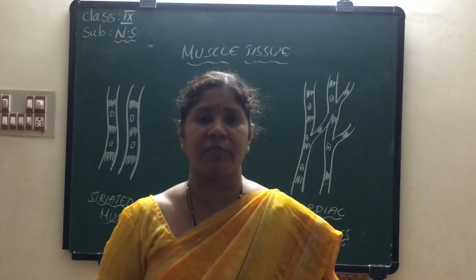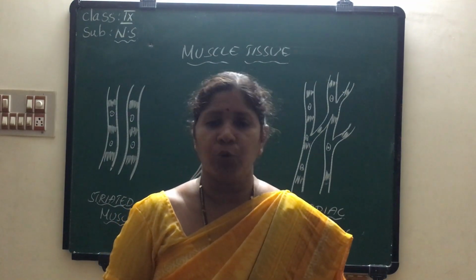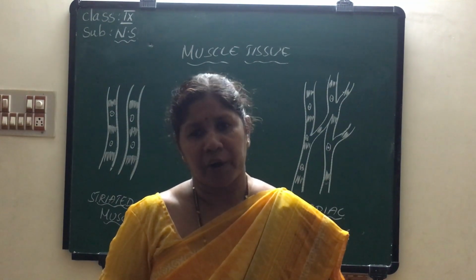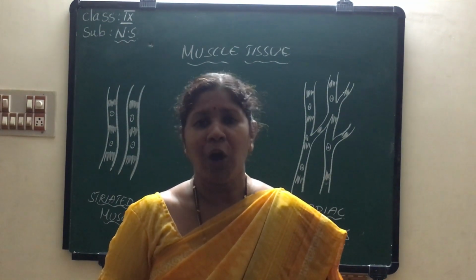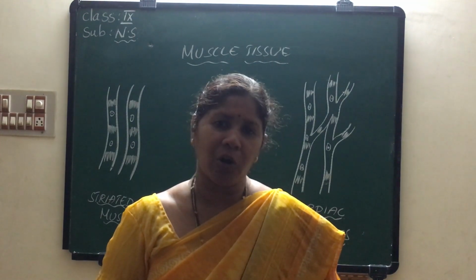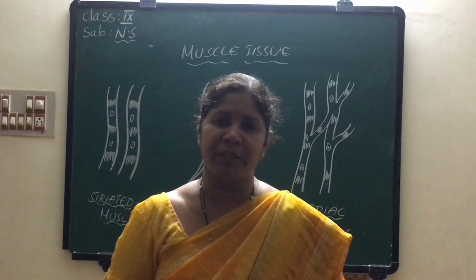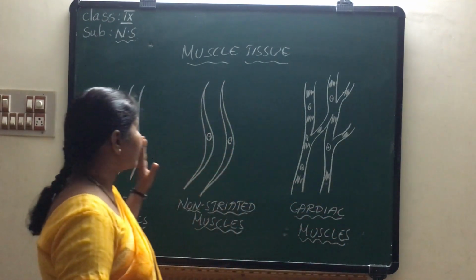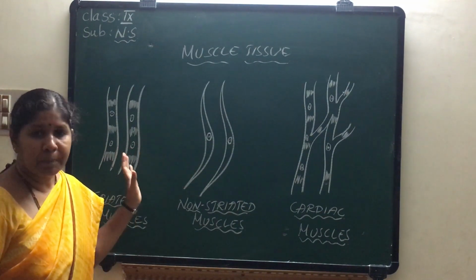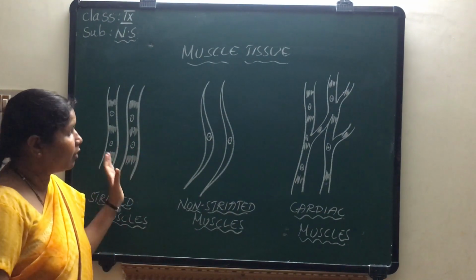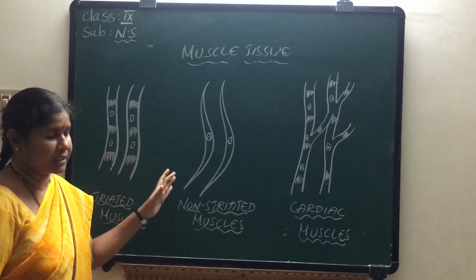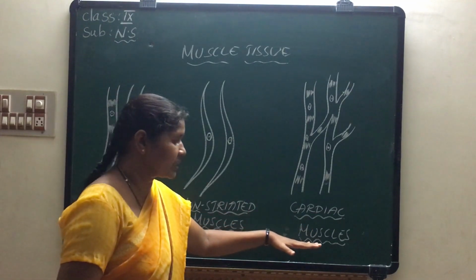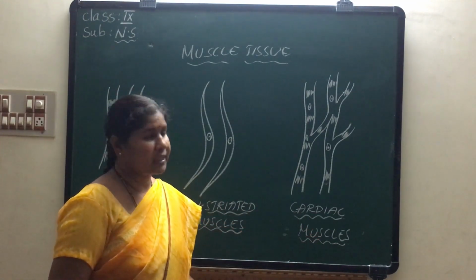What is the main function of cardiac muscles? Nothing but to pump the blood. To where will it pump the blood? To all the parts of our body. So the heart is a pumping organ and it is a hollow organ. Completely it is made up of a special muscle called cardiac muscle. So these are the three types of muscles present in our body that perform different functions: striated muscle, non-striated muscle, and cardiac muscle.